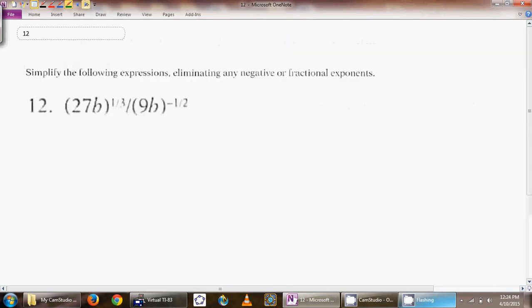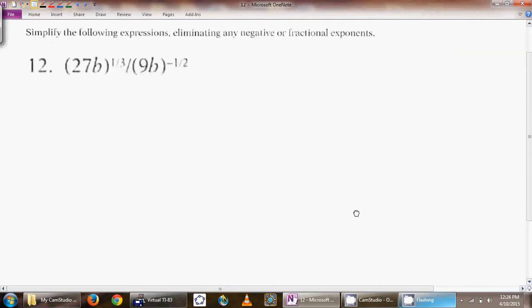All right, and then last but certainly not least, this beast of a problem for number 12. This is a tricky problem, and I'm going to rewrite it, okay? I'm going to rewrite my numerator. It's 27b raised to the 1/3 power all over 9b, all of that, right? There's those parentheses, raised to the negative 1/2 power.